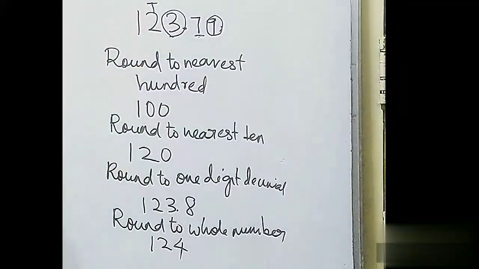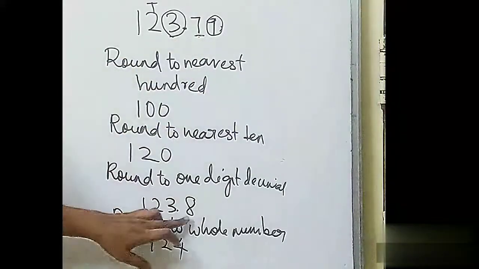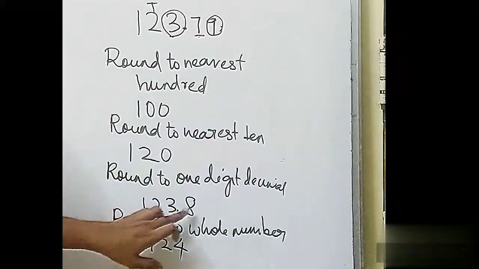Yes, student, is greater than 5. So I have to shift this part. So 7 will be what? Will change to 8. So 123.8.